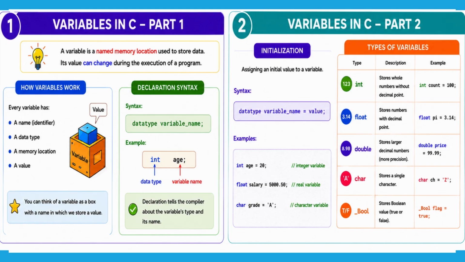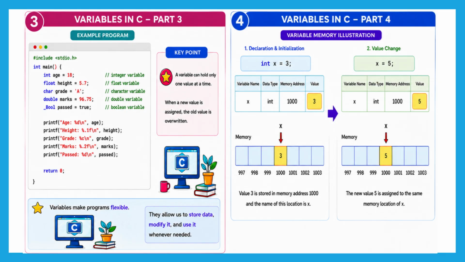If we talk about data types, there are 5 data types: int, stores whole numbers; float, stores decimal numbers; double, stores high-precision decimal numbers; char, stores a single character; bool, stores Boolean values, true or false. An example is shown in the diagram. Let's discuss part 3, where you'll see an example program that uses variables.